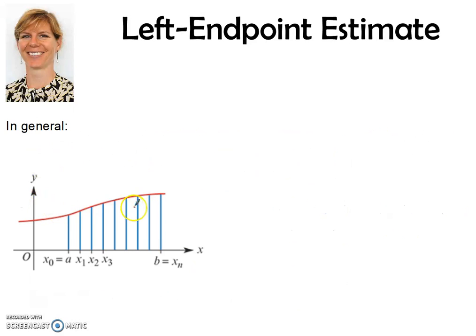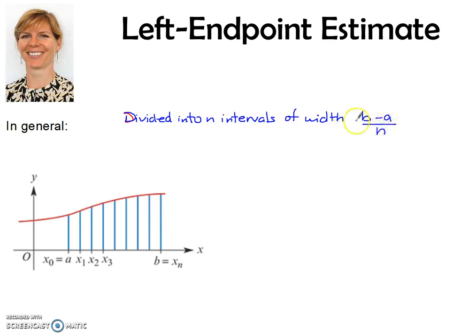But what we can say, if we're going to generalize this, we can look at a function between a and b. If we denote a as x naught and b as xn, we've basically divided it into n intervals, so n columns. Then the width of each column is going to be b minus a, divided by the number of columns.